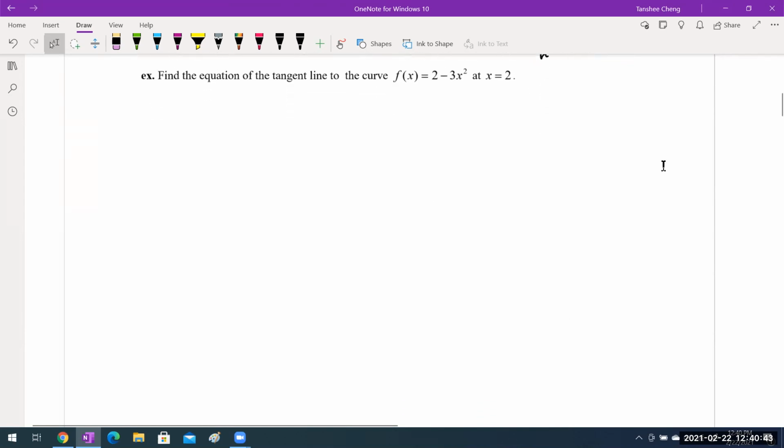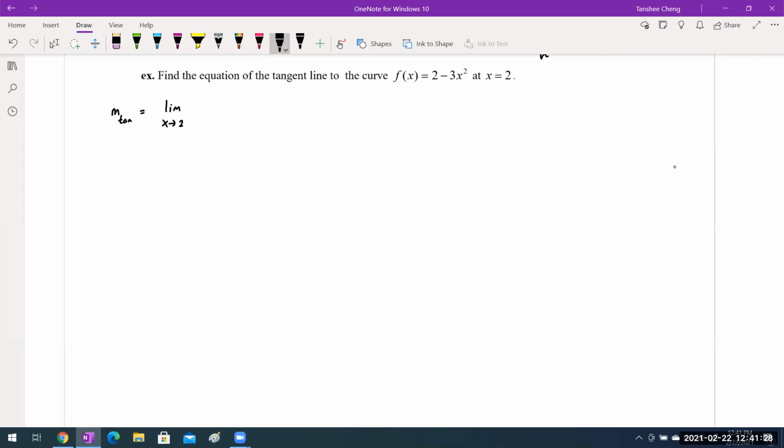Example 1, we want to find the equation of the tangent line to the curve of the function f at exactly x equals 2. Because there could be many, many tangent lines, but at that particular point, x equal to 2, what is the tangent line? So first, we need to find the slope of the tangent line at 2. That will be the limit as x approaches 2, because that is the value at the point where we want to find the slope of the tangent line.